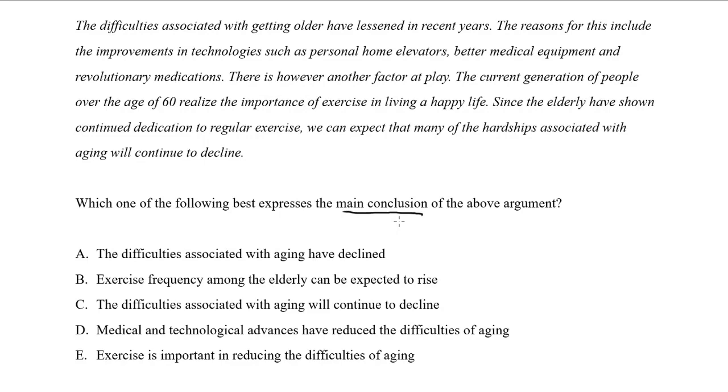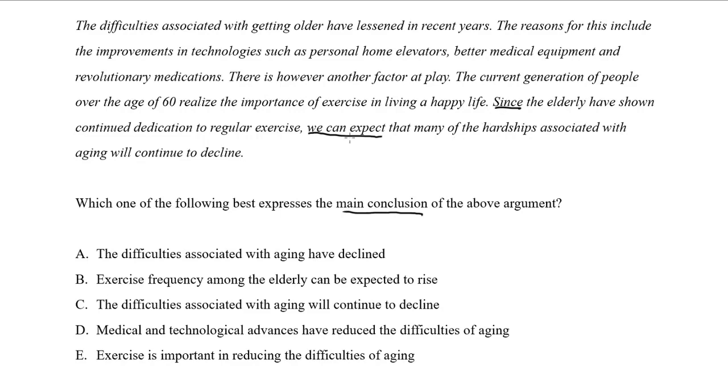The difficulties associated with getting older have lessened in recent years. The reasons for this include the improvements in technologies, such as personal home elevators, better medical equipment, and revolutionary medications. There is, however, another factor at play. The current generation of people over the age of 60 realize the importance of exercise in living a happy life. Since, okay, that is one of our indicator words, so we'll underline that. Since the elderly have shown continued dedication to regular exercise, we can expect, that's another trigger word, we can expect that many of the hardships associated with aging will continue to decline.